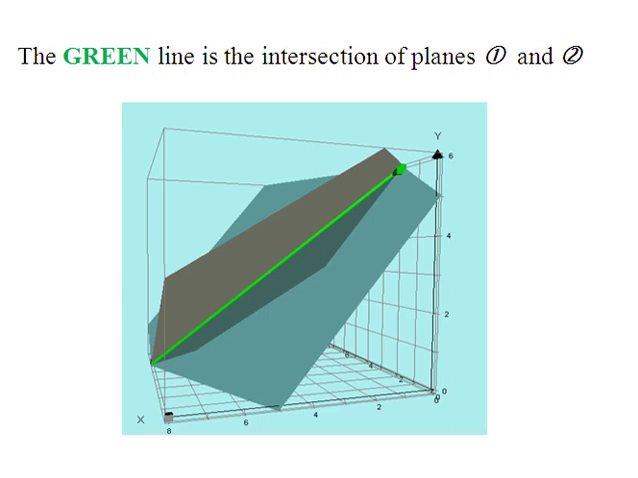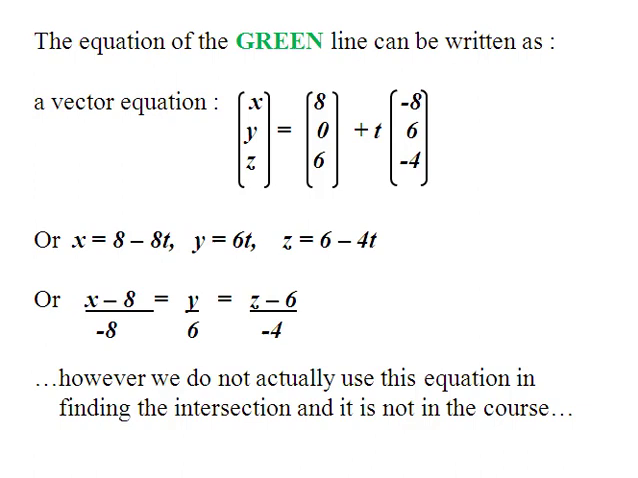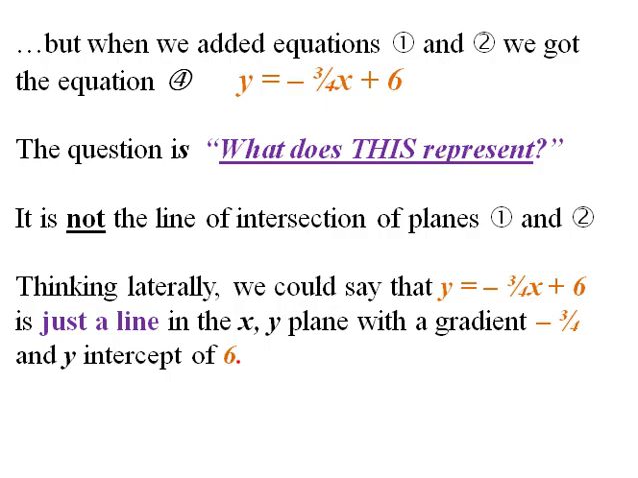Looking at the green line with the planes themselves, the equation of the green line is quite complicated. In fact, it can have three forms. It can be written as a vector equation, or a parametric equation, or in Cartesian form. However, we don't actually use the equation of the intersection of the planes in the working. But when we added equations 1 and 2, we got this equation, y equals negative 3/4 x plus 6. And the question is, what does this actually represent?